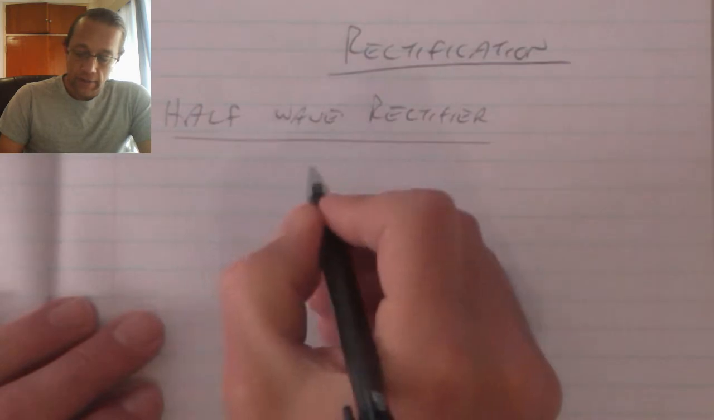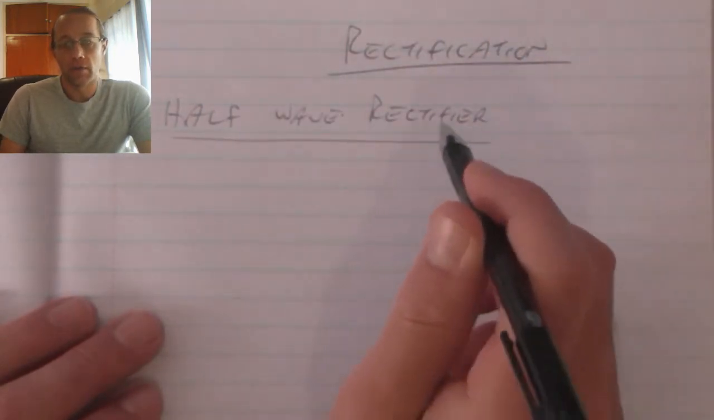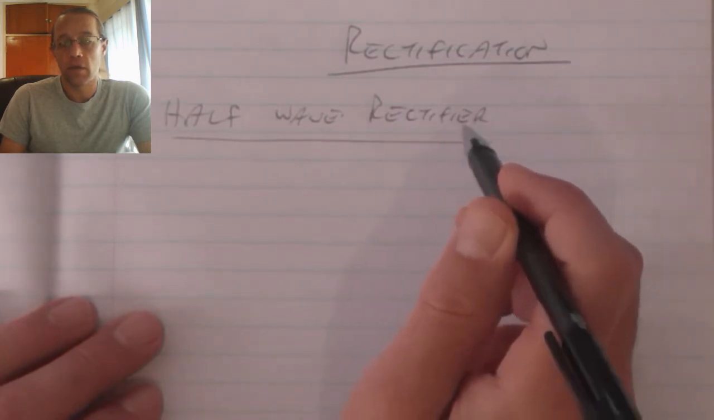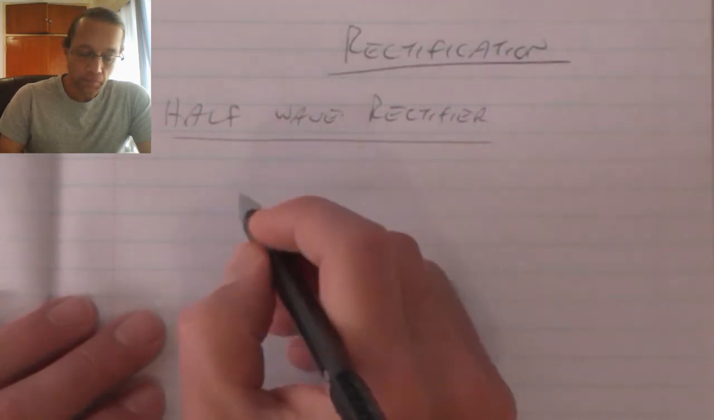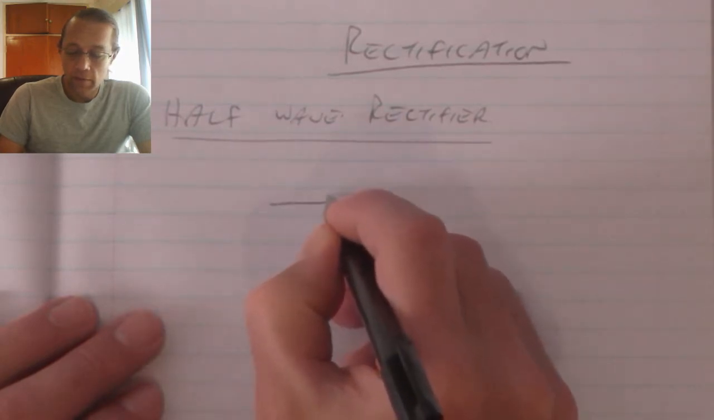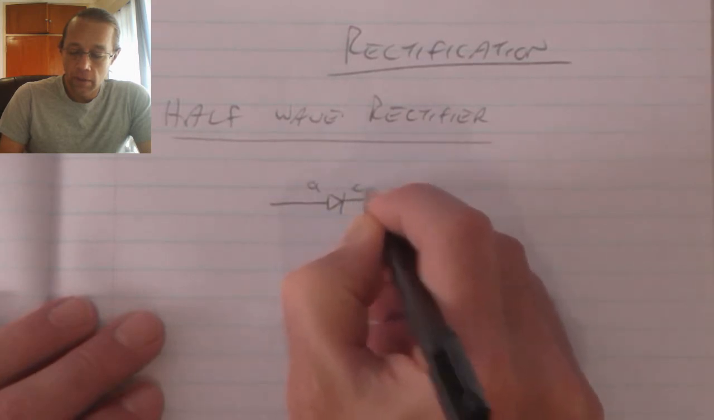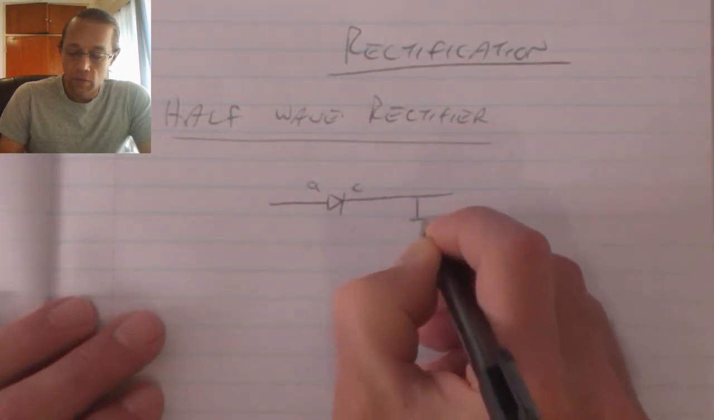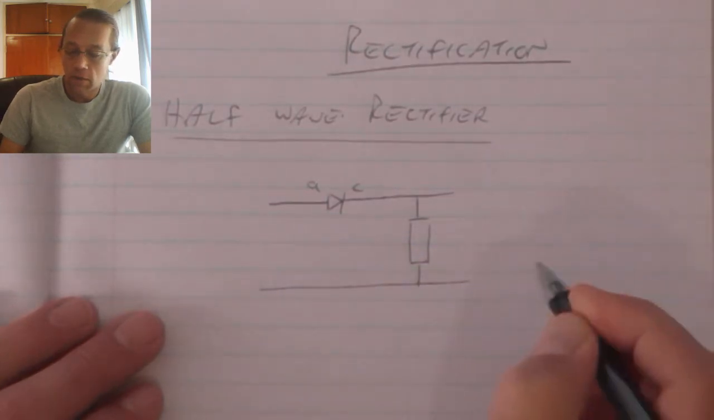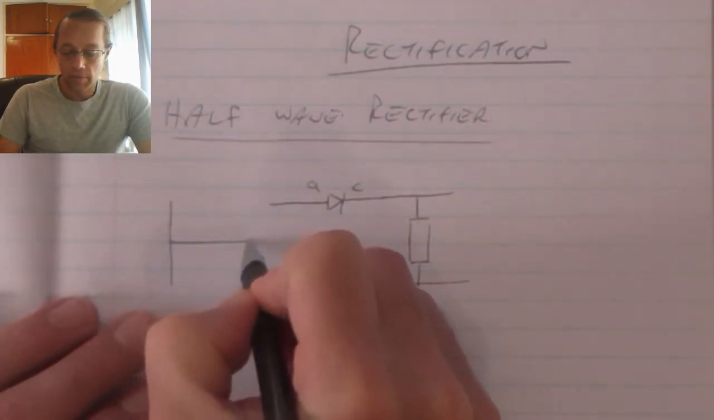Now with a half-wave rectifier, or with all the rectification circuits, we use diodes because diodes have the ability whereby they can allow for conduction in one direction only. When we look at the half-wave rectifier, we will have a single diode with the anode and the cathode that will be connected to a load resistance, and we will supply this circuit with a sine wave.